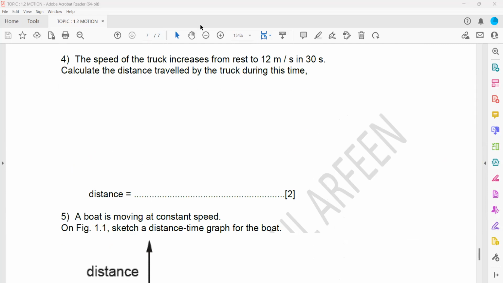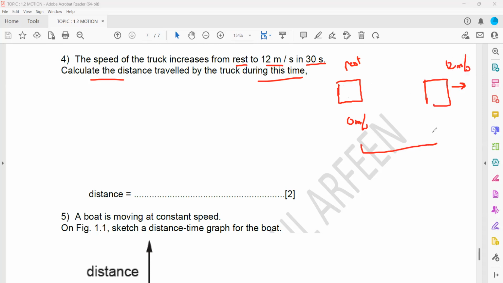The speed of a truck increases from rest to 12 meters per second in 30 seconds. Calculate the distance traveled by the truck during this time. Look, whenever two speeds are given, like the object was initially at rest, so what was the speed? 0. And it was accelerating, it reaches a speed of 12 meters per second. And the time it took is equal to 30 seconds.